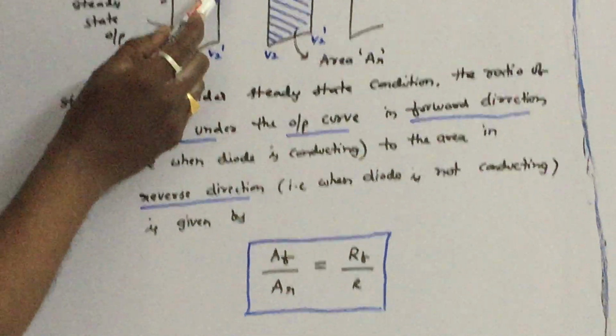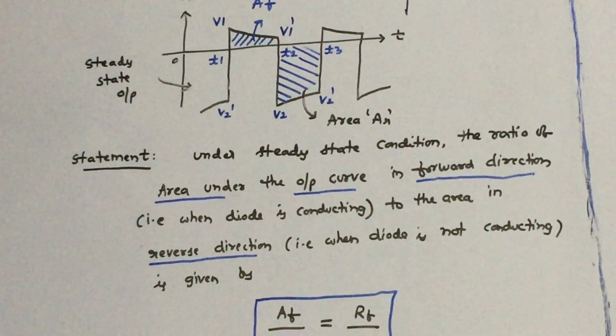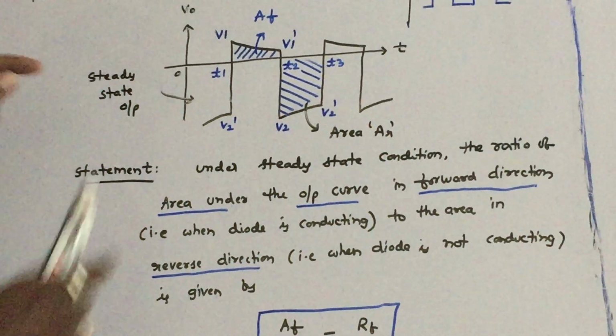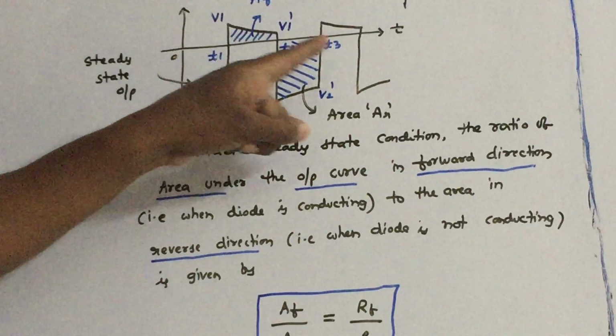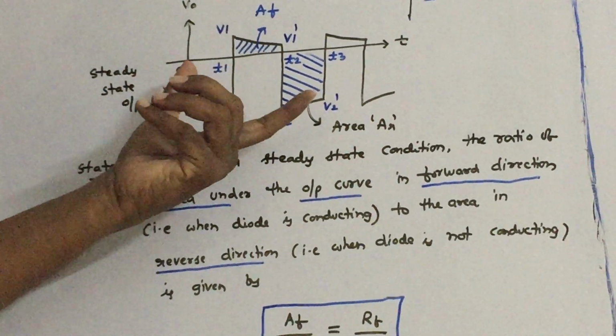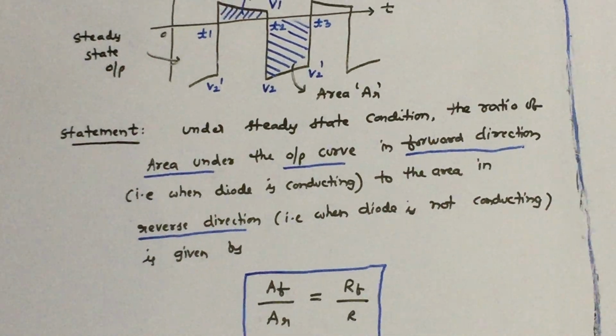So this area ratio AF by AR, we have to prove as RF by R. For this case we take two intervals, T1 to T2 and T2 to T3. So let us take two cases. From these two cases we will prove this statement. That is what we are going to do now.